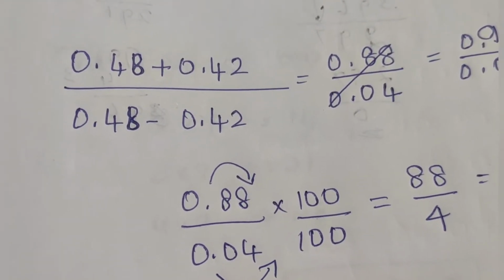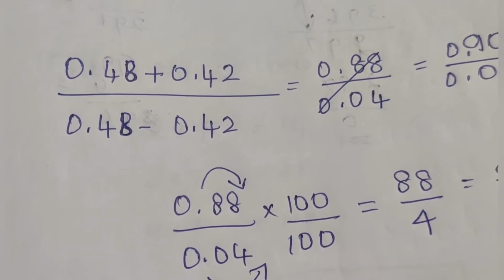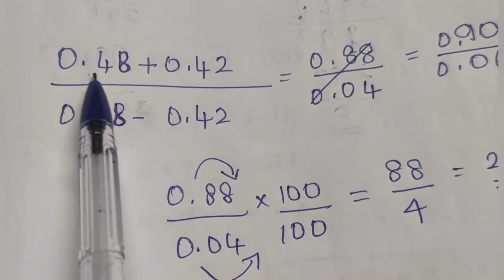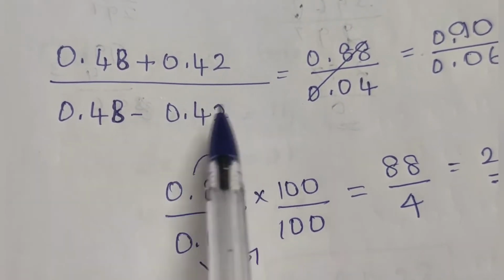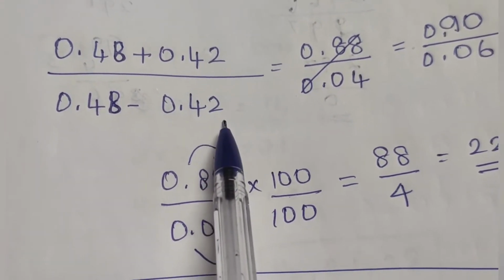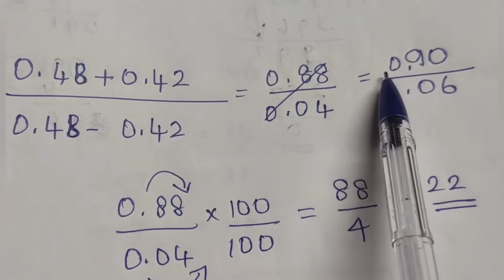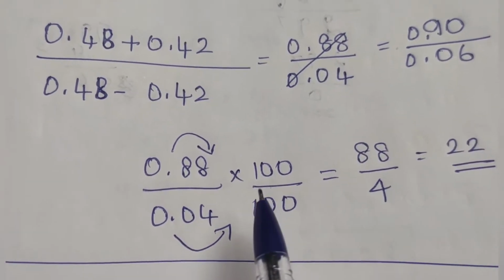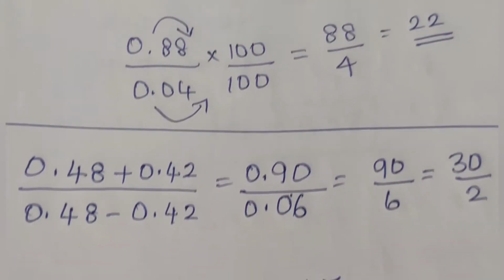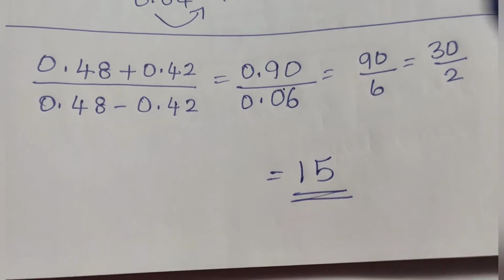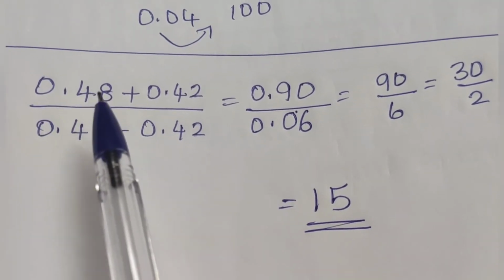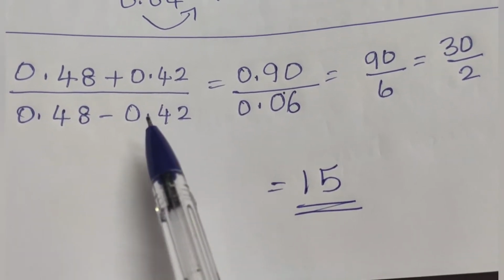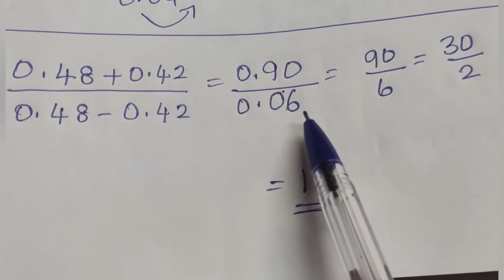In the question, they have said the sum of the square roots divided by the difference of the square roots. That is what is given in the question. So 0.48 plus 0.42 by 0.48 minus 0.42. On adding, I get 0.90. On subtraction, I get 0.06. Sorry, there I made a mistake and I have rewritten here. 0.48 plus 0.42 is equal to 0.90. 0.48 minus 0.42 is equal to 0.06.